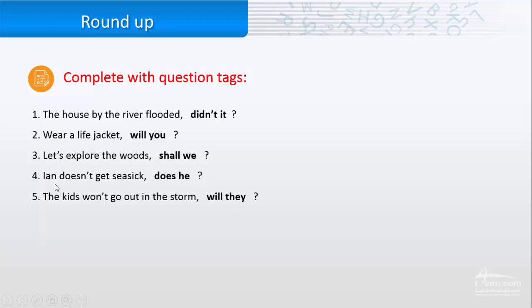Number 4, Ian doesn't get seasick, does he? So here it's negative and we put positive here, and we use does because here is does. 5, the kids won't go out in the storm, will they? So again will, because we have will here.